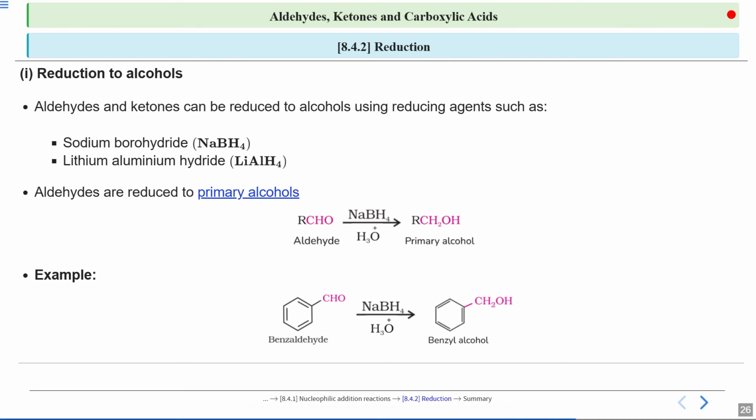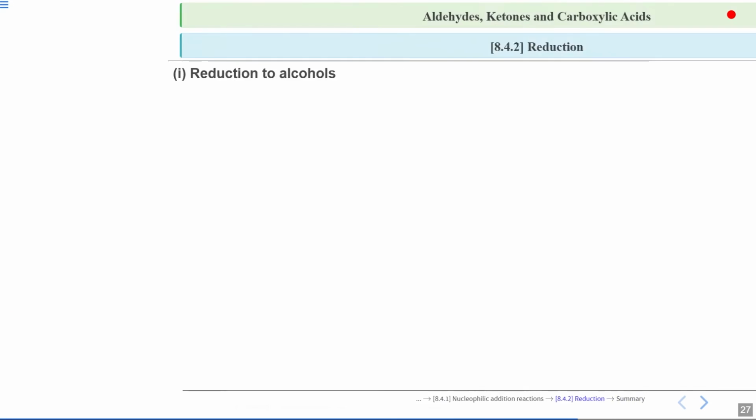So if you look at the example, this is benzaldehyde, which is a primary aldehyde. When you treat it with sodium borohydride, you get benzyl alcohol, and this benzyl alcohol is also a primary alcohol because the carbon to which the OH group is attached is further connected by one carbon atom only. So this is benzyl alcohol. In benzyl alcohol, the carbon to which the OH group is attached is directly attached to a benzene ring.